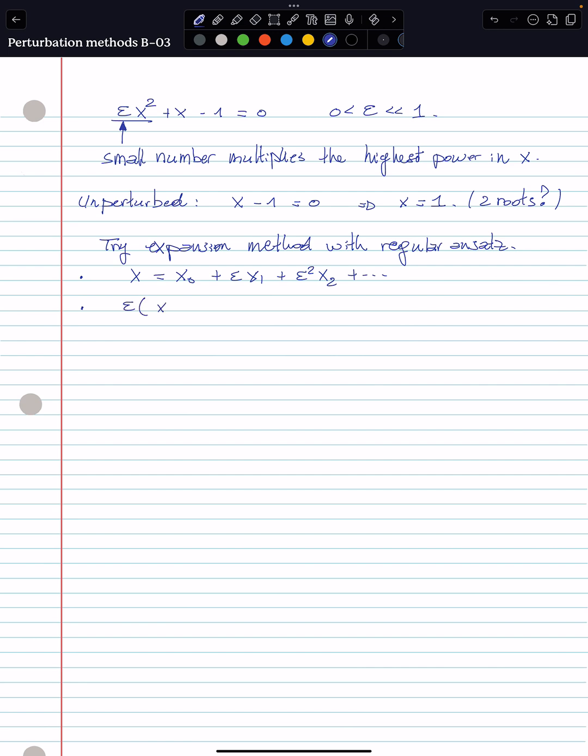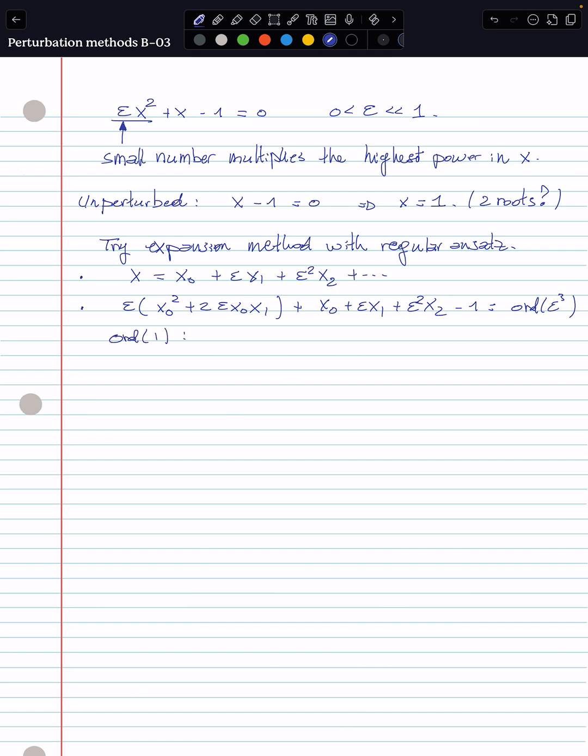So that's epsilon multiplied by x0 plus epsilon x1, squared. I won't keep the next terms here because that's not the point. Plus x0 plus epsilon x1. I need to keep here epsilon squared x2, right? Because here I stopped at epsilon multiplied by epsilon. So that's epsilon squared. So I need to keep epsilon squared here to make it consistent. And then we have minus 1, and this is something of order epsilon to the third.